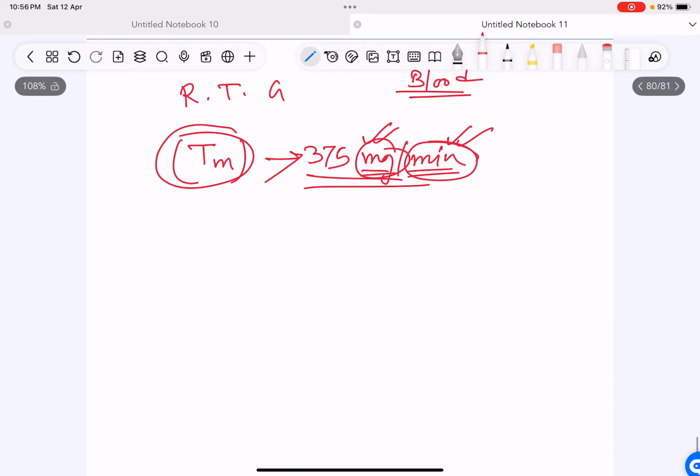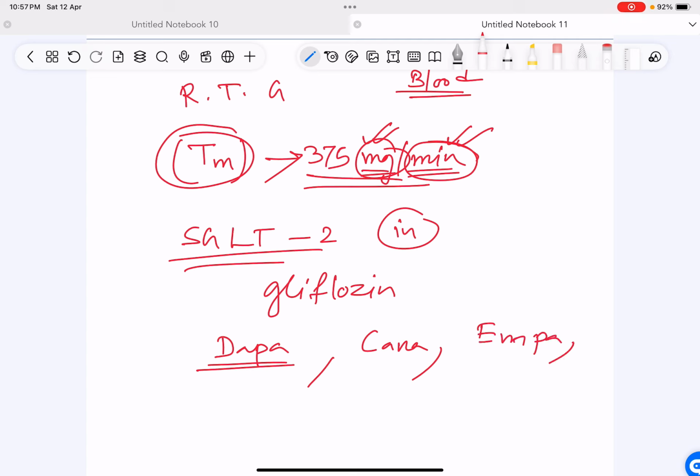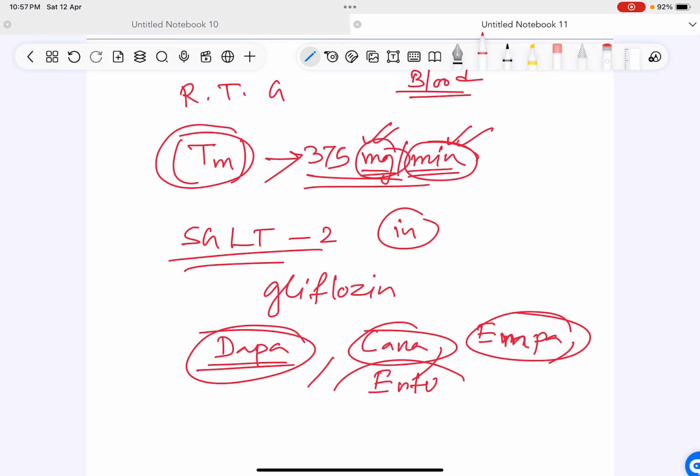If I ask you a related question, what are the examples of SGLT2 inhibitors? You know, right? They are gliflozins. First was DAPA, then came Cana, then we have EMPA, then we have ERTU. These four are there: dapagliflozin, canagliflozin, empagliflozin, and ertugliflozin.